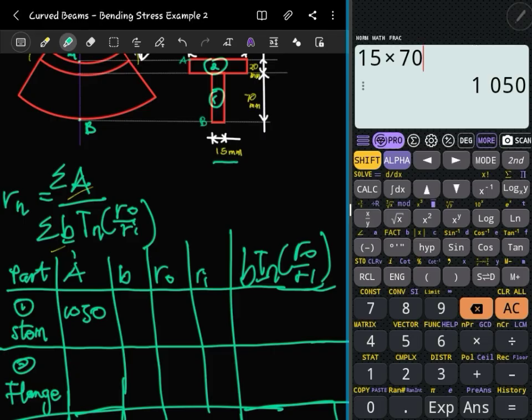The unit is very important. Mm squared. Our Ro is mm, our Ri is mm, and this right here will end up being just mm. Why so? This mm on mm cancels out, we end up getting only mm. So mm squared on mm gives us just mm for the Rn. So that's it. Unit is very important.